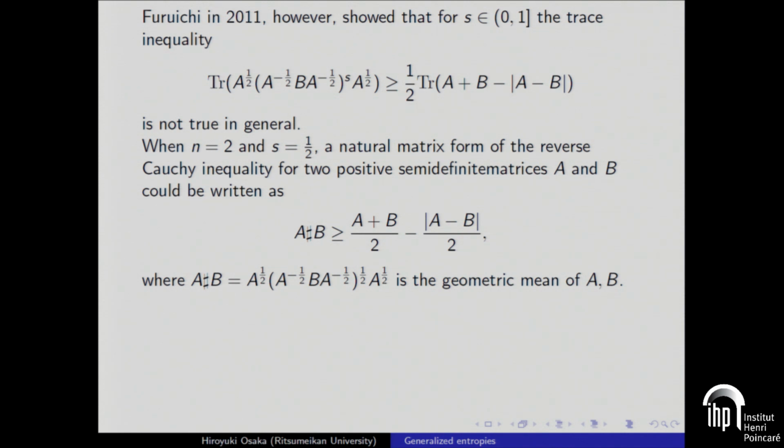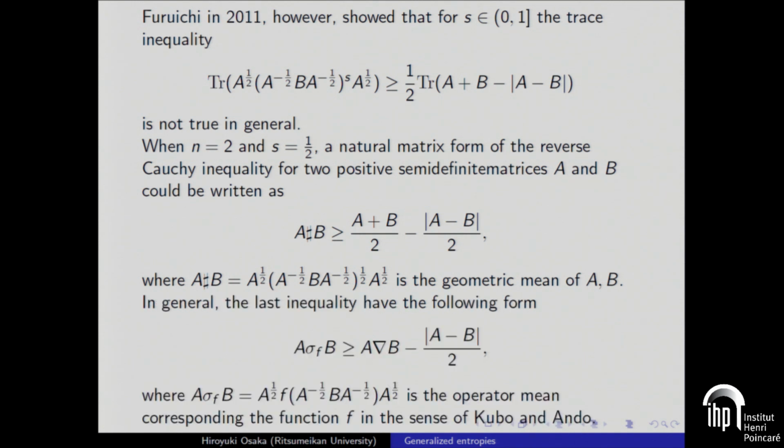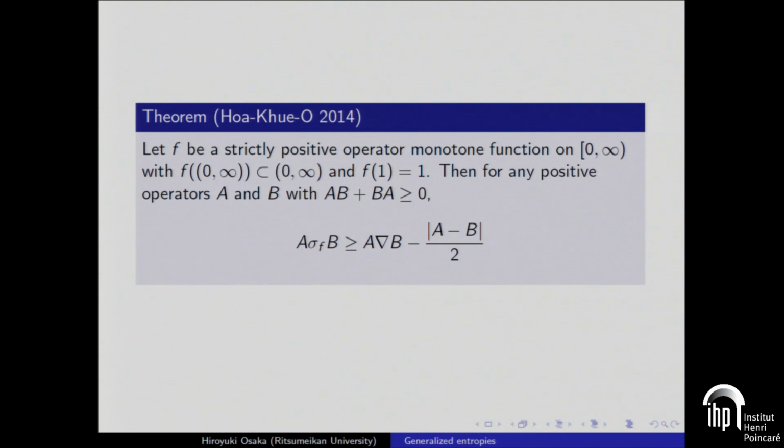Then after that, we extended this to a more general setting, where the sharp is replaced by any operator mean. Then we try to clear up these situations. The answer is like this one. Given a strictly positive operator monotone function satisfying f of 1 equal 1, this means that the corresponding operator connection is an operator mean. Then for any positive operators satisfying AB plus BA is positive, this inequality holds for any operator mean.